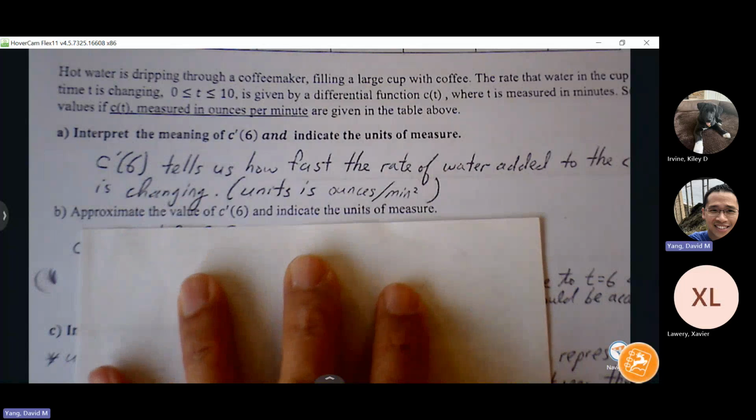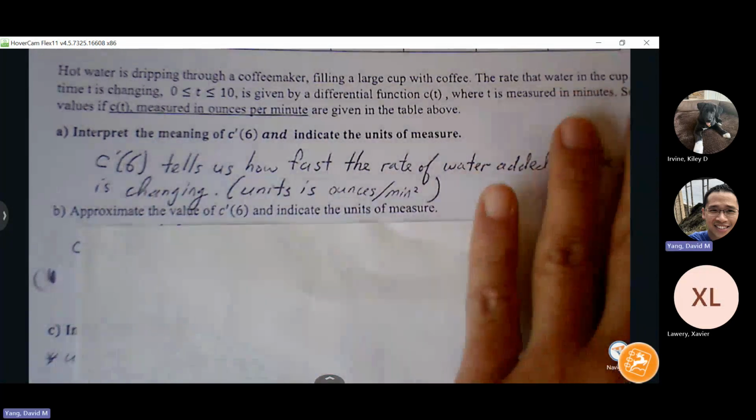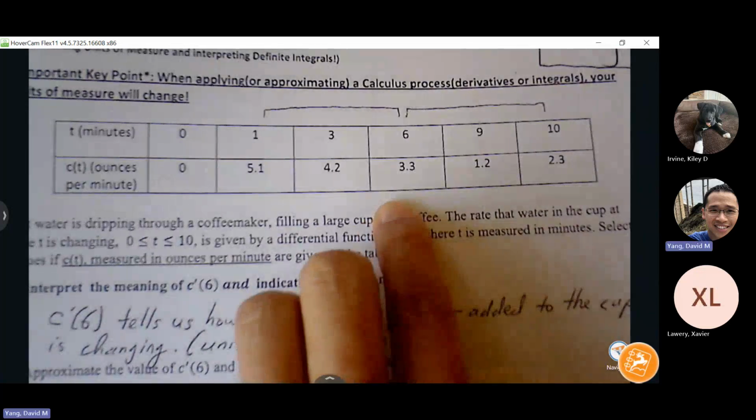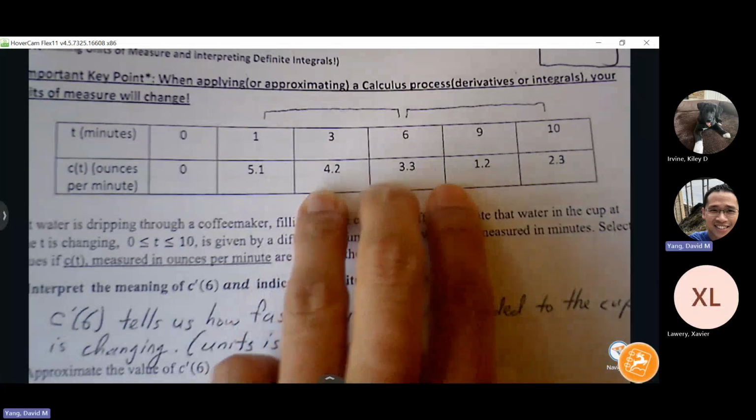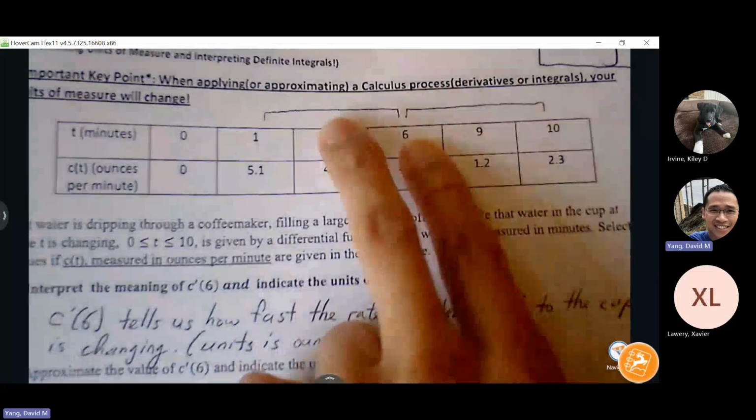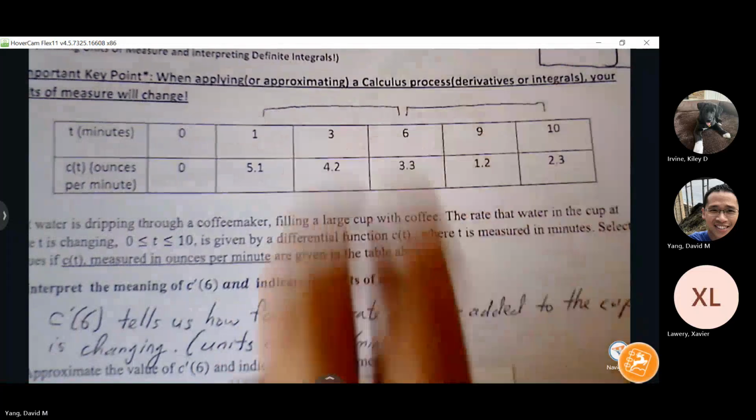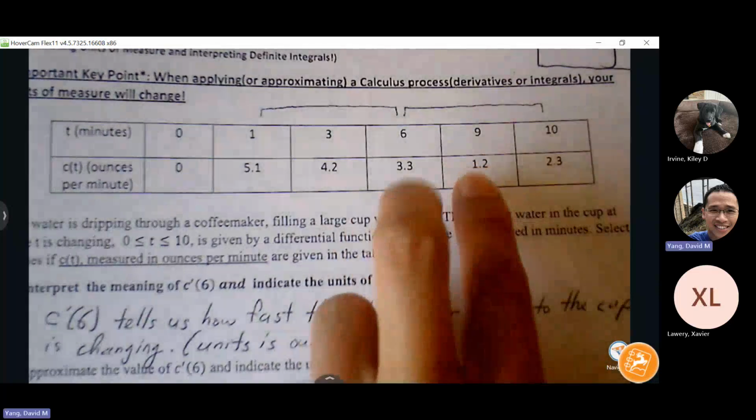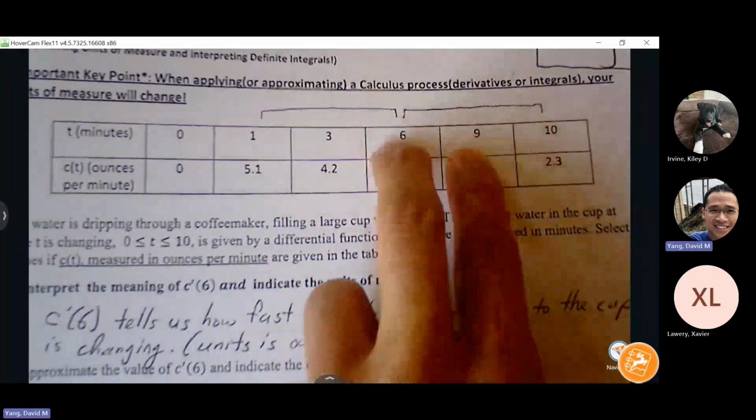Now part B says, approximate the value of C prime of 6. So what can we use if we want to approximate C prime of 6? Yeah, slope, right? So I can either use these 2 points or these 2 points. Change in ounces per minute divided by the change in time.